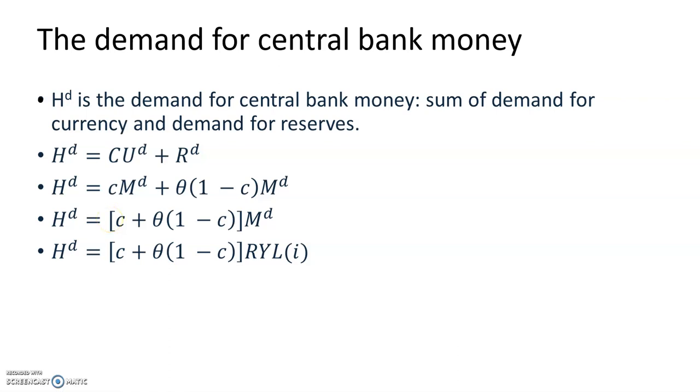Finally, replace the overall demand for money Md by its expression to get Hd. So Hd is equal to C plus theta times 1 minus C, times RYL(I).